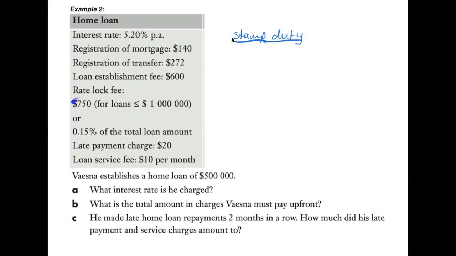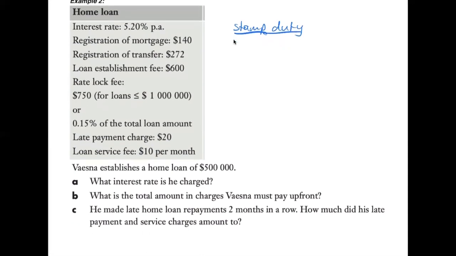You'll notice that there are two different things: $750 for any house that's less than $1 million, or 0.15% of the total loan amount if you're planning to lock it in for houses over that. There are lots of other little things, including late repayment charges, so you want to make sure that you pay on time, and a loan service fee. A loan service fee is basically just paying the bank to maintain and have an account open for you.